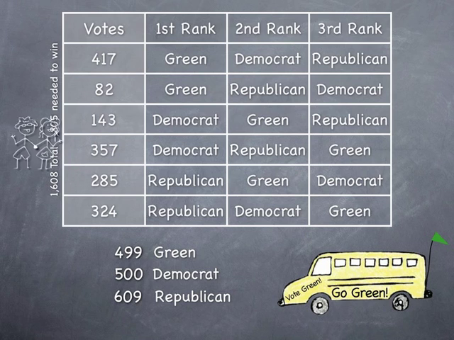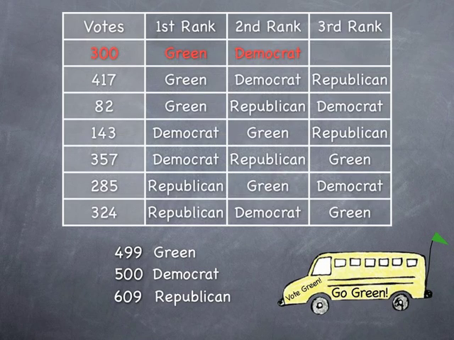300 votes for the Green as their first choice, second choice for the Democrat, and they even marked a big X for third place, making sure everyone knew they did not want to vote for the Republican. Two things are going to happen here. You now have 300 more votes for the Green Party. Let's add those to the Green Party's total. They now have 799 votes.